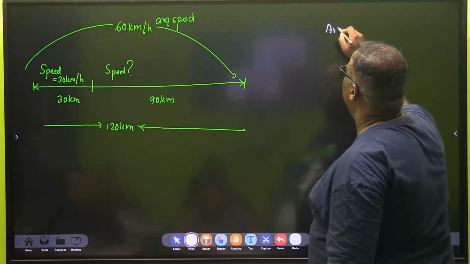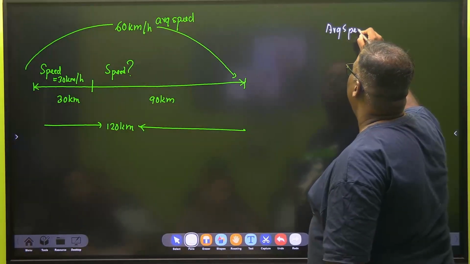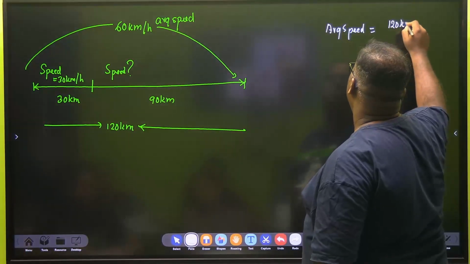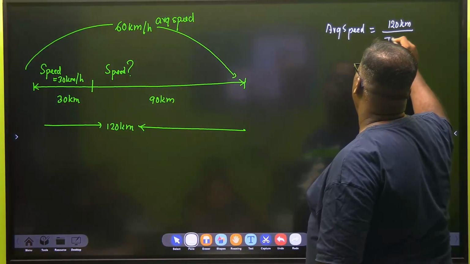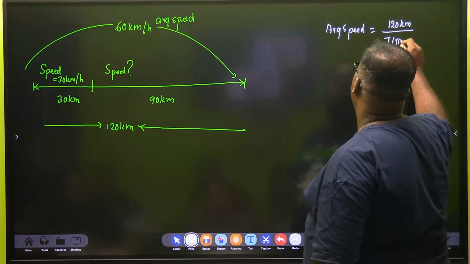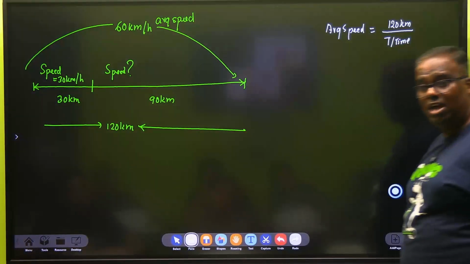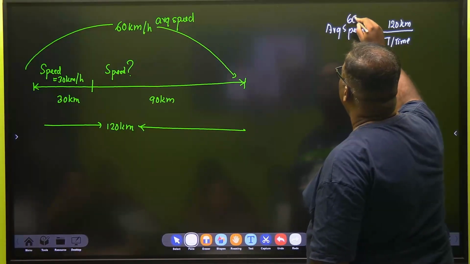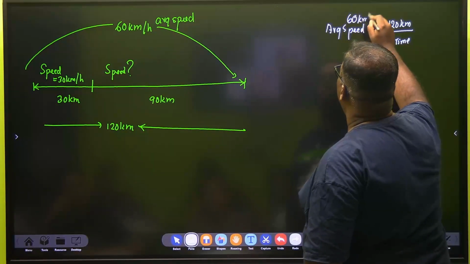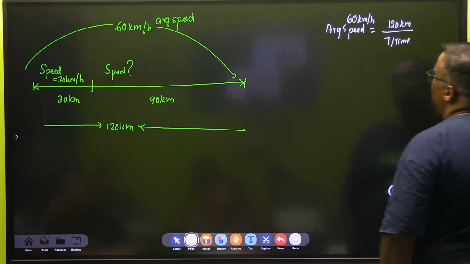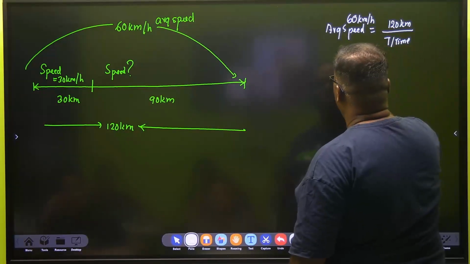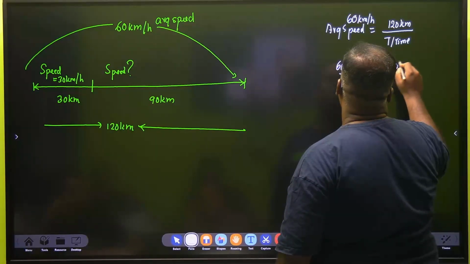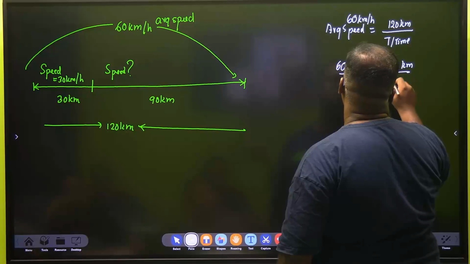If we look at the average speed formula, it tells me the total distance traveled, which is 120 kilometers, divided by the total time. You know the average speed. What is the average speed? The average speed is 60 kilometers per hour. This you want to maintain. So we can write it like this: the average speed is 60 kilometers per hour. This should be equal to 120 kilometers by some T hours.